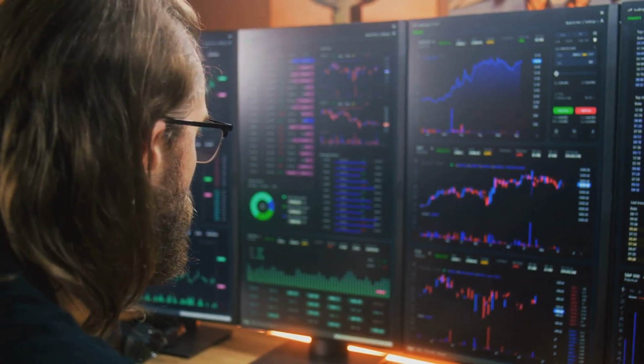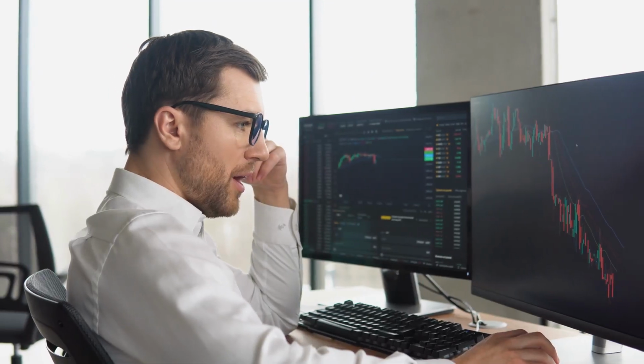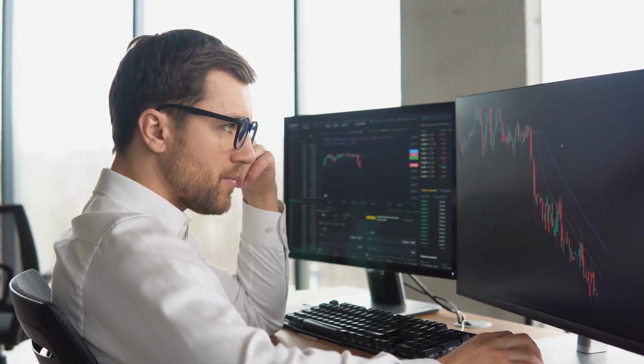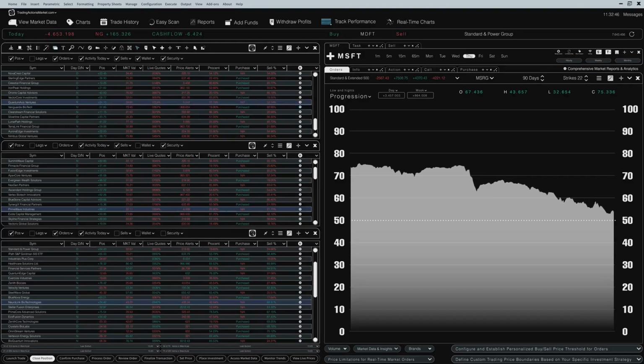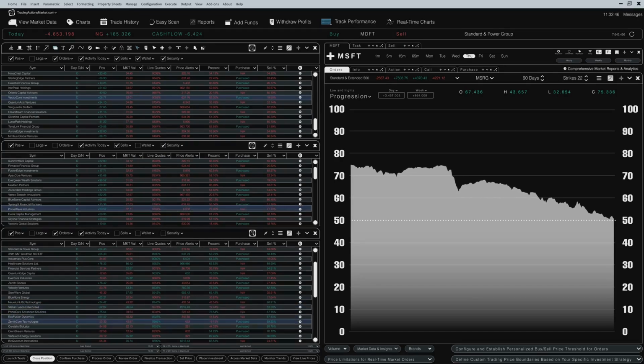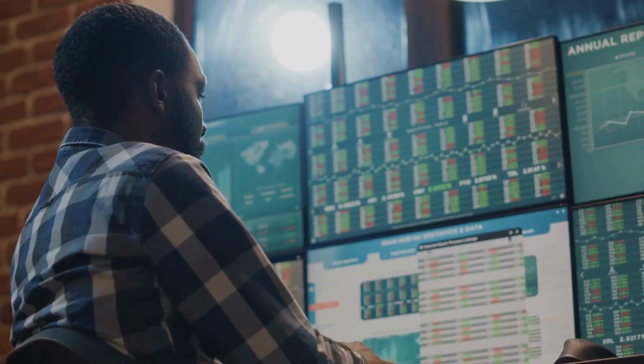Trend trading is not about guessing or gambling. It's about riding momentum in a structured, disciplined way. With proper tools, clear entries and exits, and solid risk management, you can build a strategy that stands the test of time.